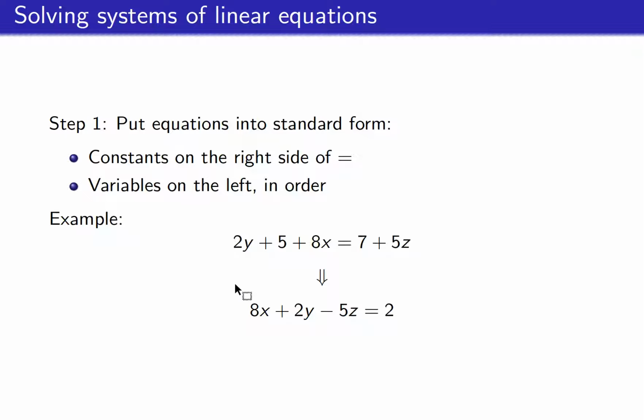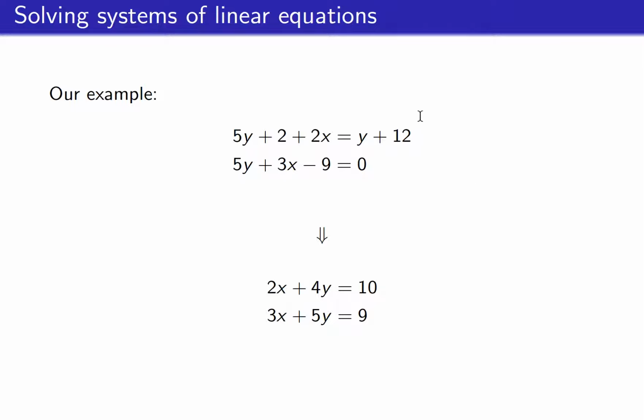We want to put the variables in some kind of order, and I used alphabetical order. That's not a requirement, but it helps to do that so that you're always using the same order in every equation, and alphabetical order is a good way to do that. So this is going to be 8x plus 2y, put the x ones first and then the y, then the minus 5z, the z comes last, and then the 7 minus 5, or 2, comes on this side of the equation. Okay, so this is what I mean by putting equations into standard form.